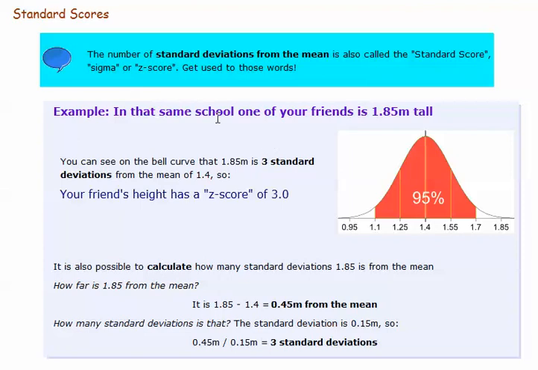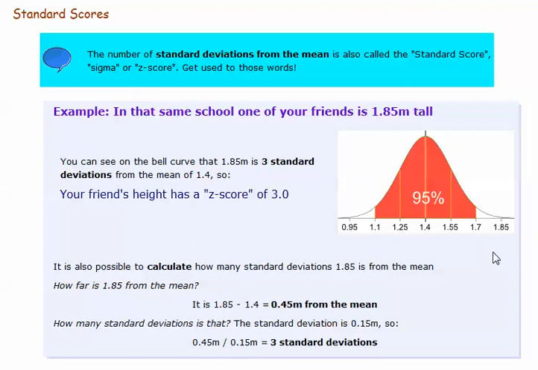So in a school, one of your friends is 1.85 meters tall. You can see from the bell curve that 1.85 meters is 3 standard deviations higher than the mean. So the mean in the normal distribution was 1.4. If you count the standard deviations 1, 2, 3, the height of 1.85 is 3 standard deviations away from the mean. So your friend's height has a z-score of 3.